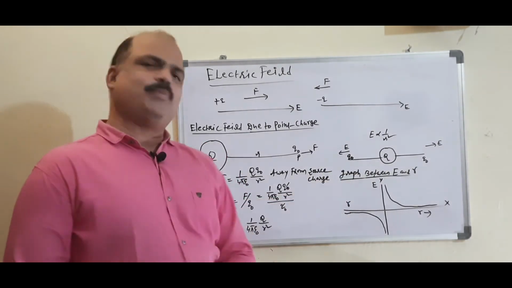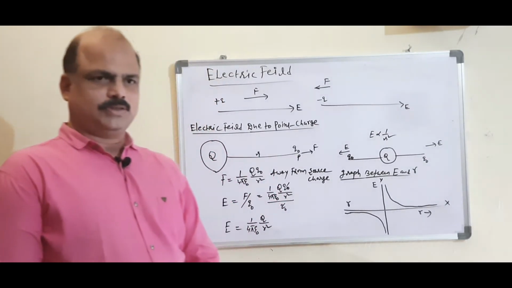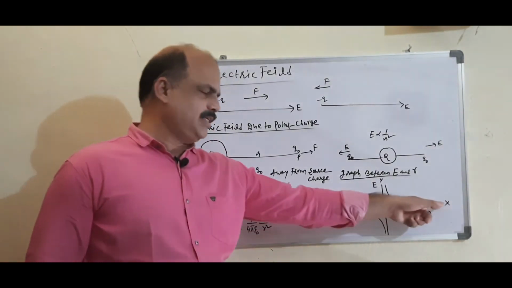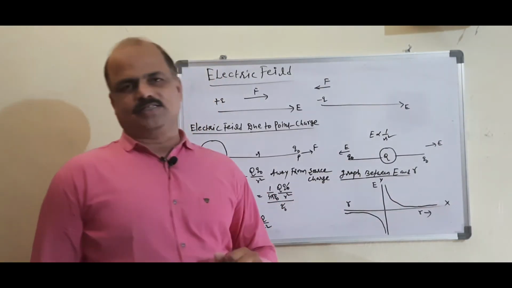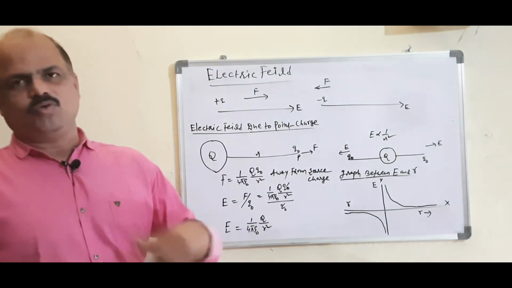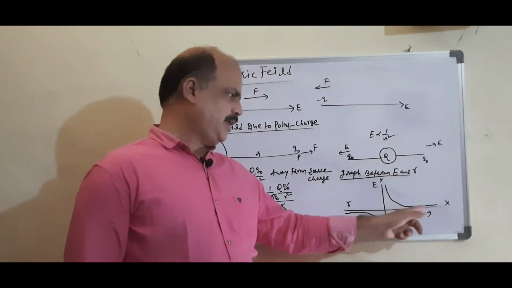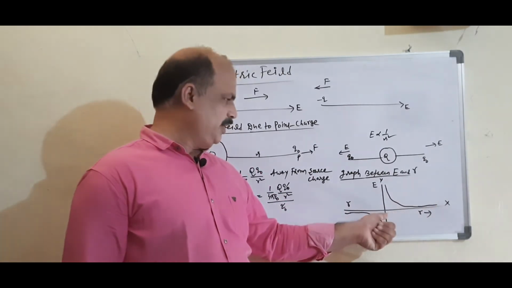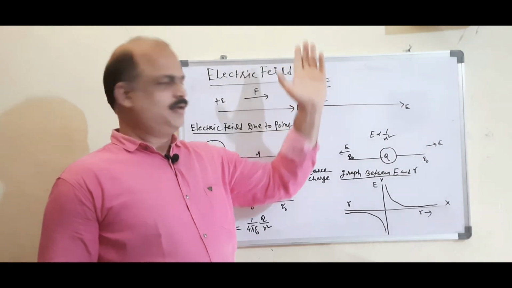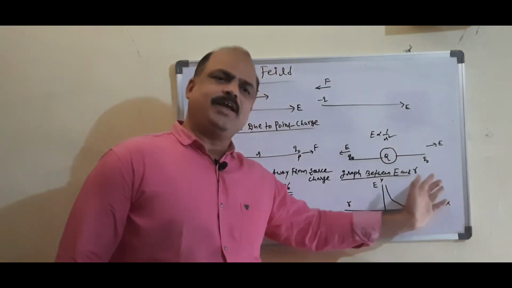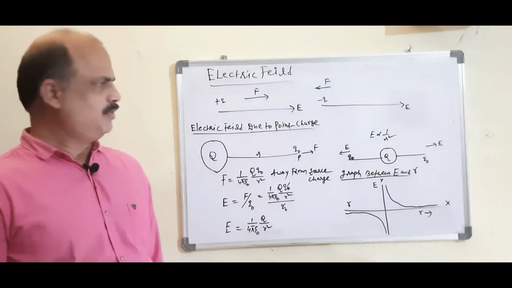Now we draw the graph between electric field and r. So this is the y axis and this is the x axis. We take r on the x axis and E on the y axis. Okay, what you notice here? The nature of the graph is like this. That means if r is 0, E tends to infinity. If r is infinity, E tends to 0. This is the inverse square law graph.